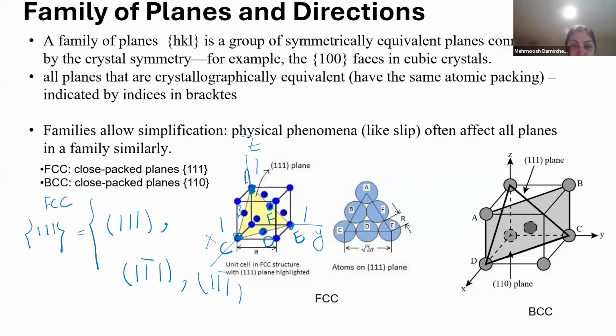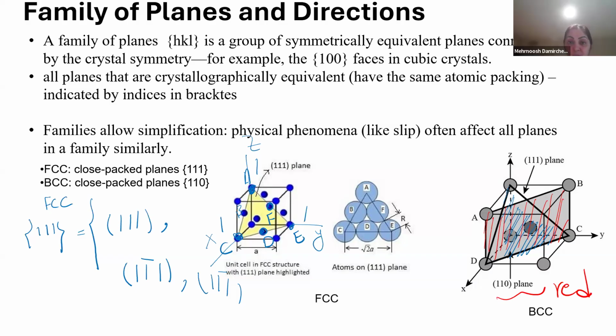Okay. And again, it is the 1, 1, 1 plane. But for BCC, we want to talk about the most close packed plane, that is 1, 1, 0. I changed the color for 1, 1, 0. What's the meaning of 0 here? It means parallel to the z-axis. So the red one is this, 1, 1, 0. It is the red one.